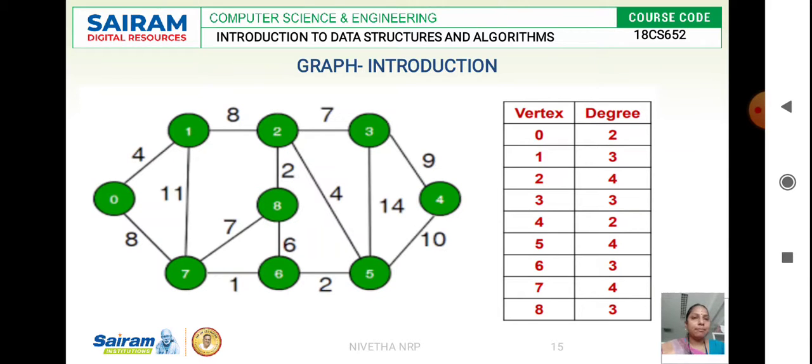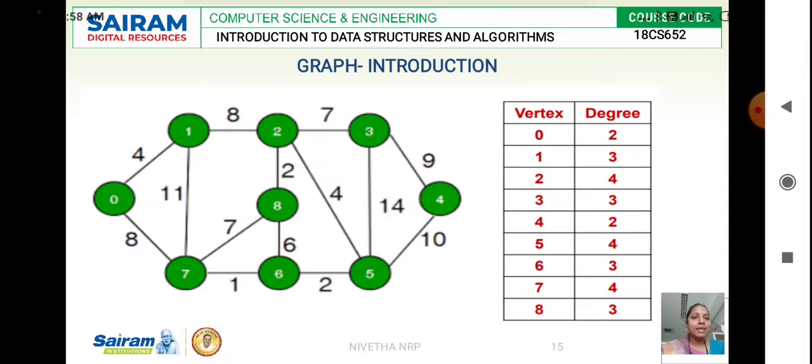There is an example for a graph, and we'll see what is the vertex we have, what is the degree we have. So we have 8 vertices here, 0, 1, 2, 3, 4, 5, 6, 7, 8, and for each, what is the degree, the number of edges it has. For 0 we have 2 edges, that is 0 to 1 and 0 to 7. For 1, how many edges we have? We have 3, 1 to 0, 1 to 7 and 1 to 2. Similarly for 2, how many edges we have? For 2 we have 4, that is 2 to 1, 2 to 3, 2 to 8 and 2 to 5.